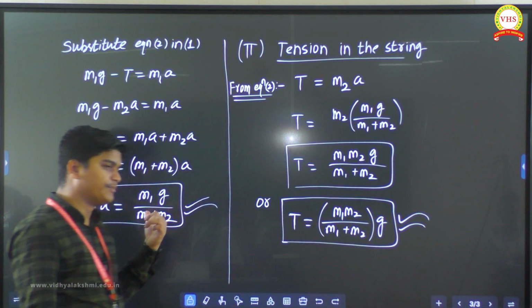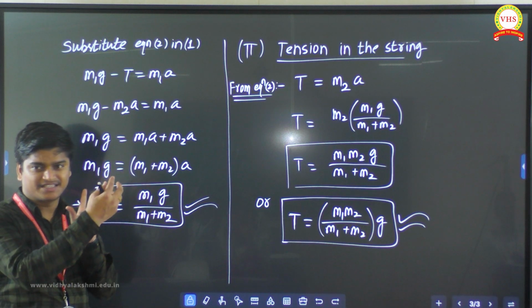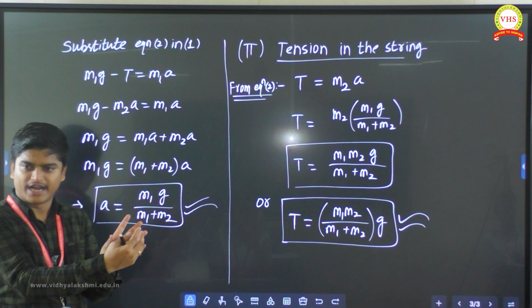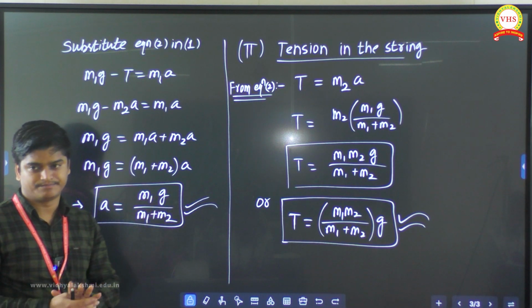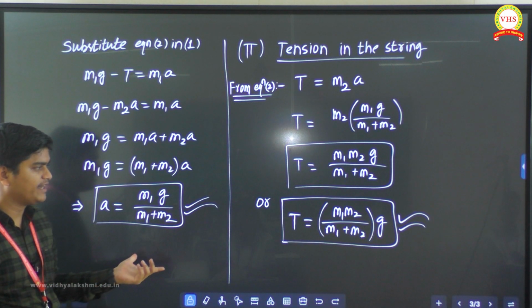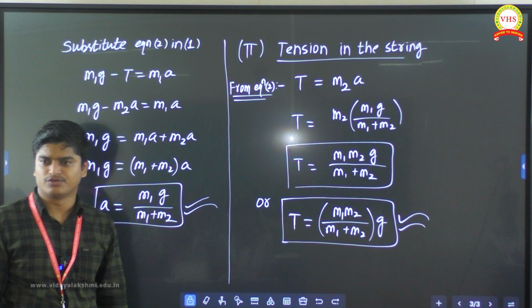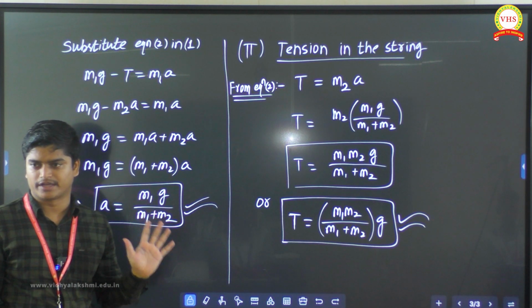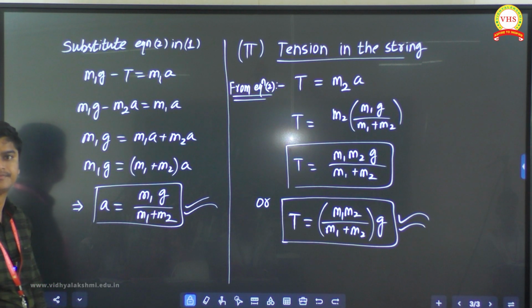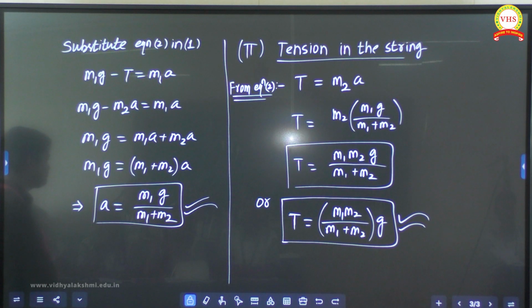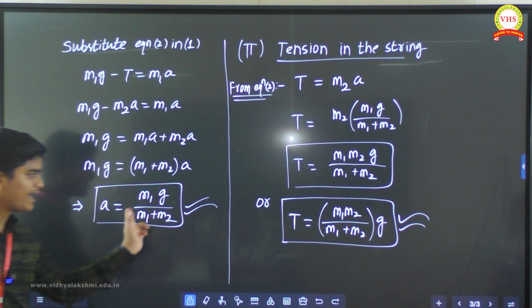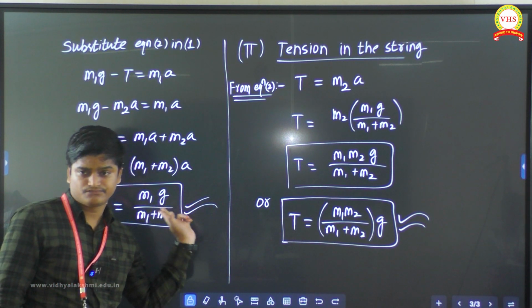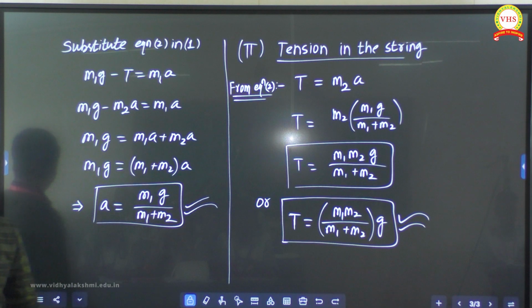Remember, acceleration depends on the hanging mass, which mass is hanging from that pulley, right? That mass into G. And G value 9.8 or 10, according to the question you take. If nothing is mentioned, 9.8 meter by second square you take. Okay. Shall I go next? Just 3 lines derivation. To solve numerical questions, you remember this formula.